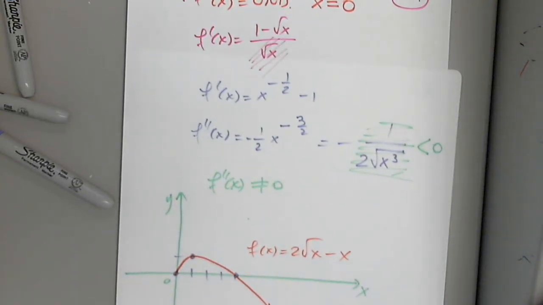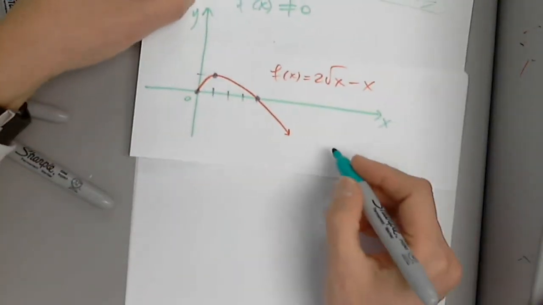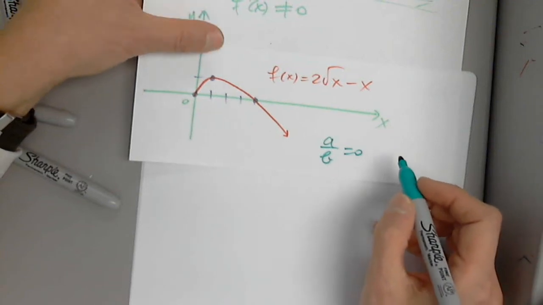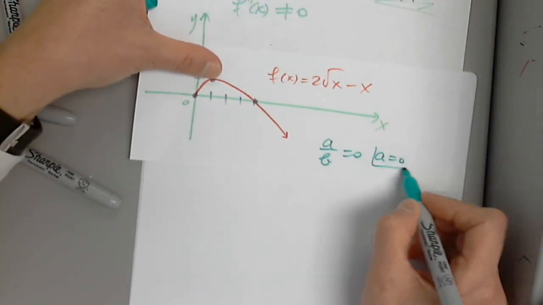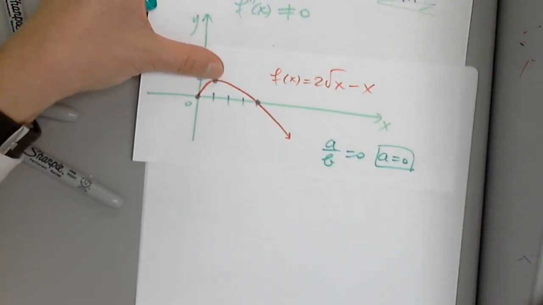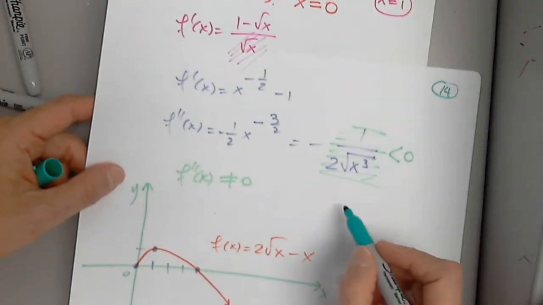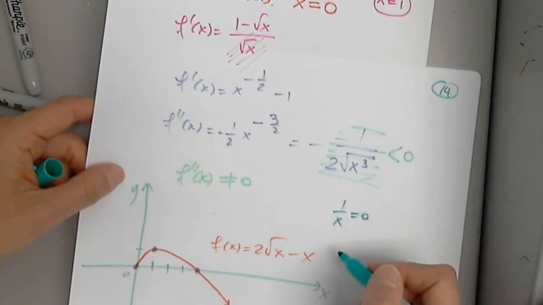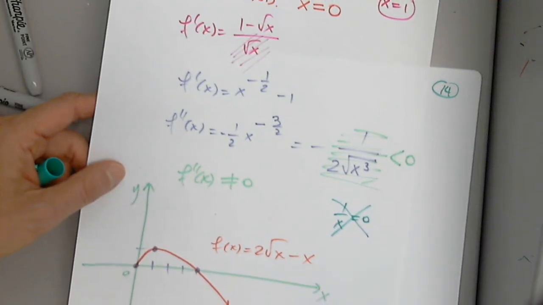How come the second derivative is equal to zero? A fraction is zero only when the numerator is zero. Well, 1 cannot be zero, so it will never be zero. Whenever we have a fraction like a over b equal to 0, this happens only if a is 0. But if I have a fraction like 1 over x equals 0, this could never be 0. Better? Very good.